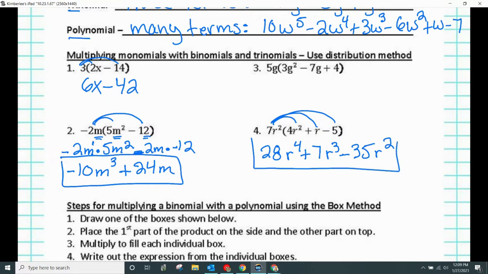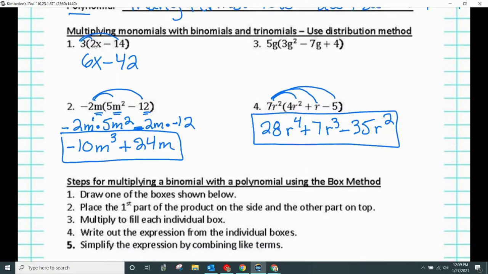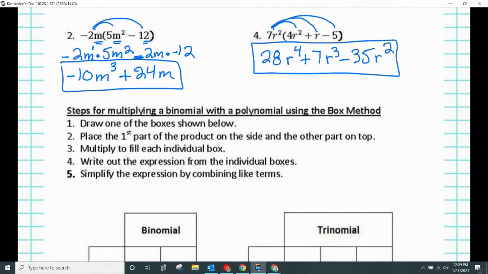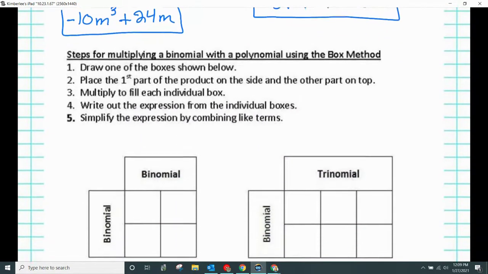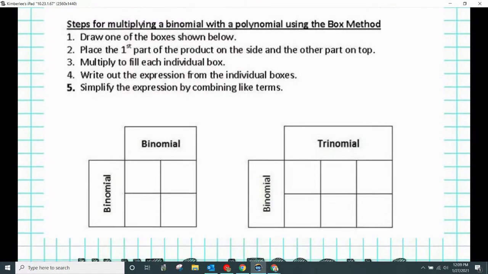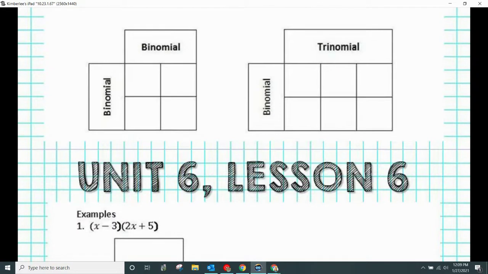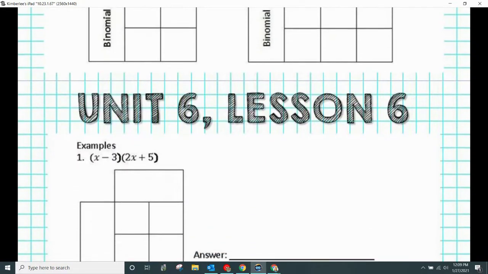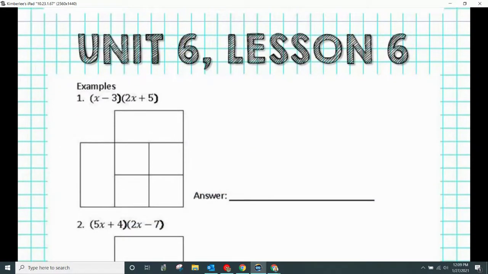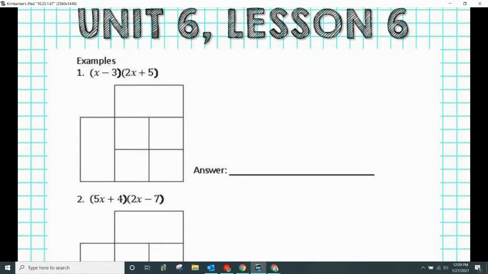Okay, so we can do this when we have one term and then things in parentheses. But now this is just steps down below here. This is steps that you can refer back to. I'm going to actually walk you through these steps on the next page. So we have this weird thing called the box. And we're going to use the box for the rest of Unit 6. The box is simply a tool to help you organize what needs to be multiplied.